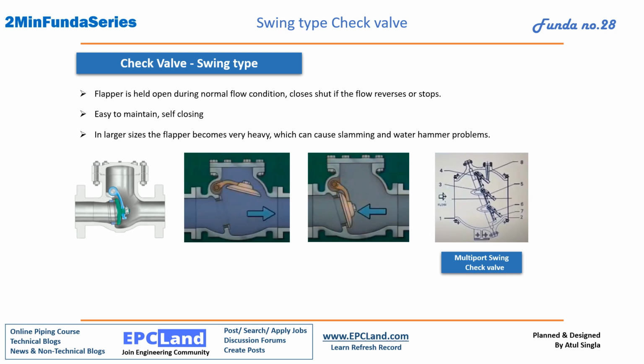And for higher sizes, when the flow comes, this disc starts hitting the seal, so these may get damaged. So for higher sizes, we go for multi swing check valves. If you see, there are 1, 2, 3 swings. Okay, so as the size increases, pressure increases, we can use swing type, but with multi-port type of check valve.